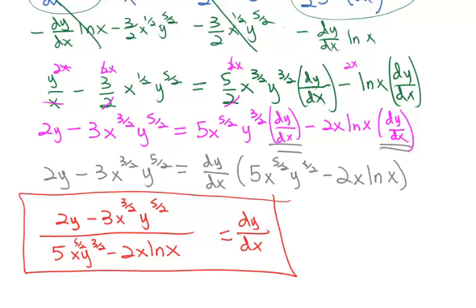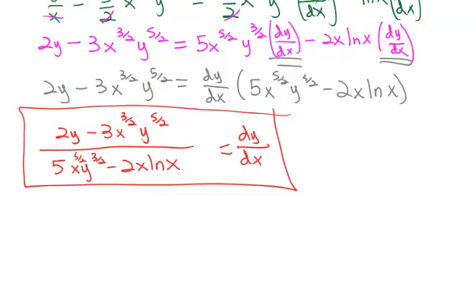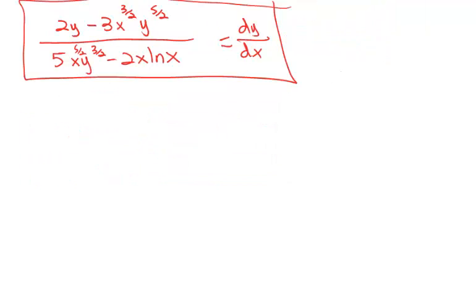Don't get lost in the algebra. It's the same process we've always been doing. Taking the derivative, we just know that y is now a function of x, so we have to multiply by dy/dx. And then solve for dy/dx. And solving is pretty much always the same. Get all the dy/dx's on one side, everything else on the other side. So let's do another example.